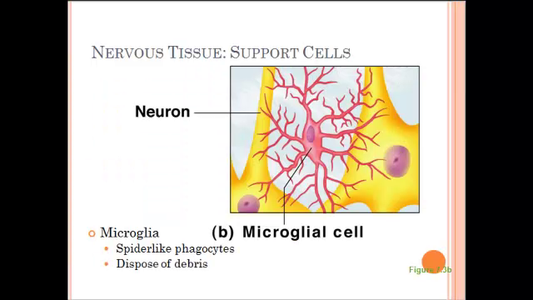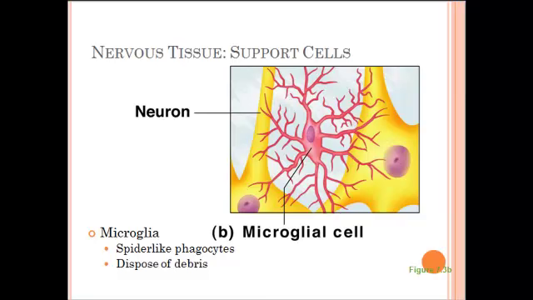Next we have microglial cells, and these look kind of like spiders. These guys are phagocytes. So remember, a phagocyte is a type of cell that ingests other cells or debris or things like that by surrounding them and pulling them into the cell and then breaking them down that way. So these are the cleanup crew. So they're crawling in the CNS.